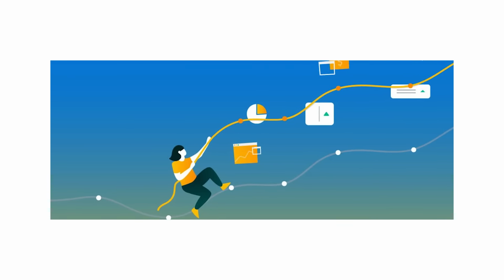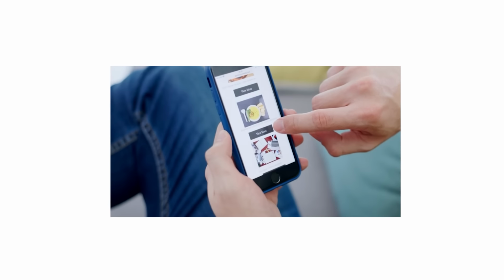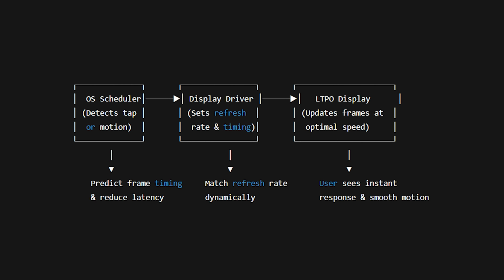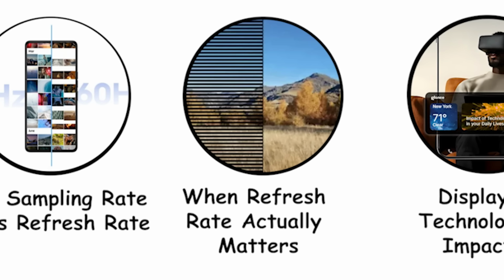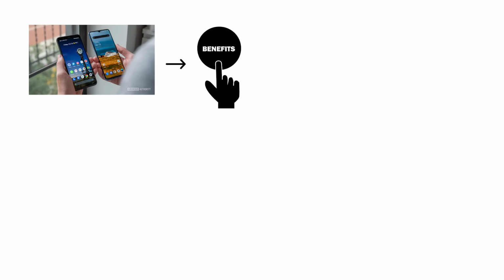Both metrics work together. Refresh rate defines how often the picture changes, while touch sampling defines how quickly the screen senses your interaction. An optimal balance between the two produces the perception of instantaneous response, which is critical for high-performance smartphones. When refresh rate actually matters: a high refresh rate produces visible benefits only in certain situations.